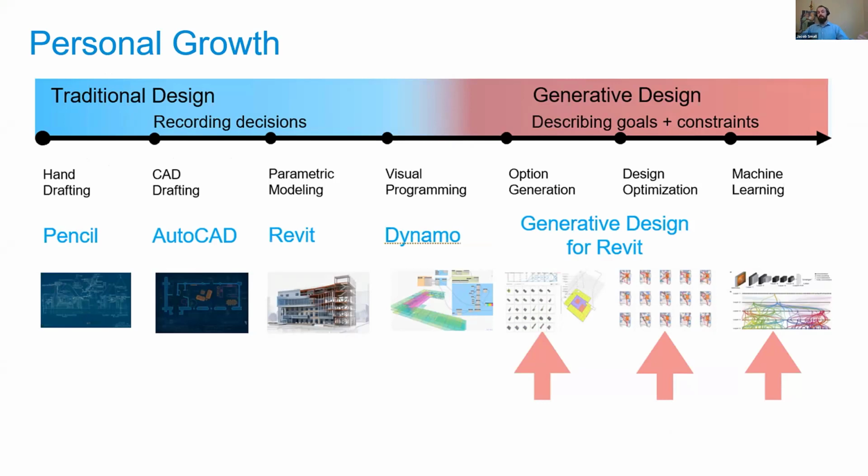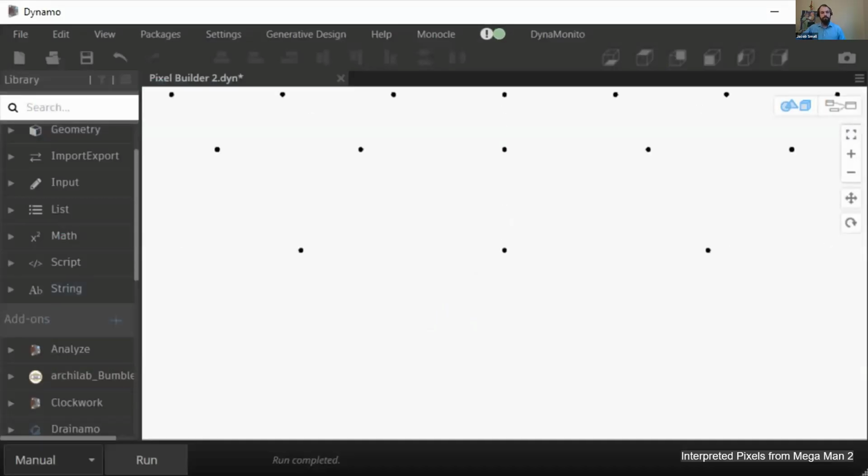Even stuff like, not just option generation or design optimization through generative design, but also things like machine learning.